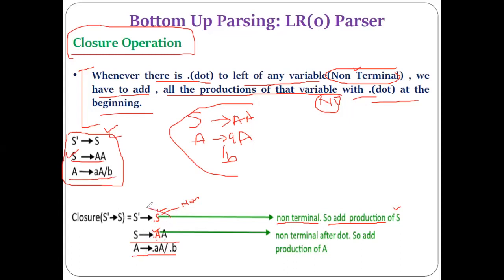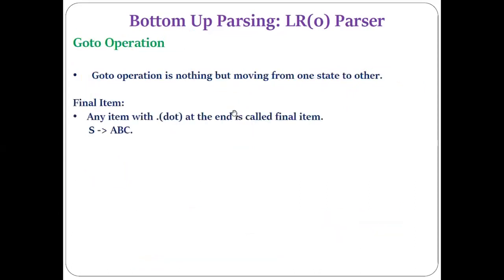So this is nothing but the closure operation. Whenever there is a dot to the left of any variable or non-terminal, we have to add all the productions of that variable with the dot at the beginning. Okay, so this is the closure operation.